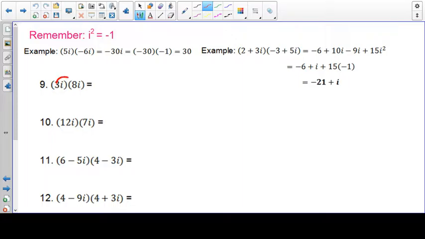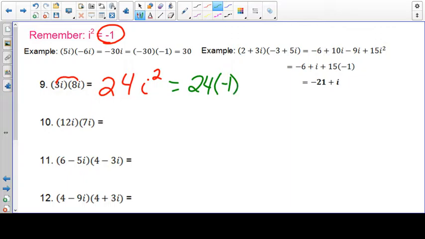So I have 3 times 8, which gives me 24. i times i gives me i squared, just like I did x squared. However, i squared is equal to -1, which means that I can replace that i squared with a -1. Now my 24 and my i squared are being multiplied, so my 24 and my -1 are going to be multiplied. So that gives me -24 as my final answer.